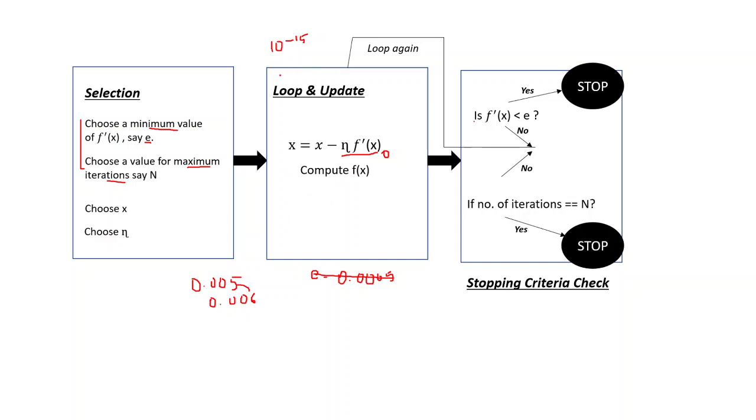So instead of making it loop forever, we are also checking that, say after 500 iterations, let's stop it. So we are not going to consume a lot of resources for your gradient optimization. For that reason, we have both the criteria. So in the actual algorithm, this is an OR criterion: is f prime x less than e, or is the number of iterations equal to n. This is how it is implemented in our gradient optimization algorithm.